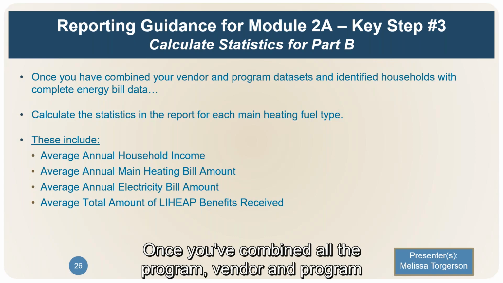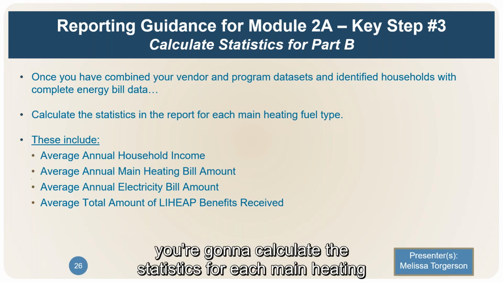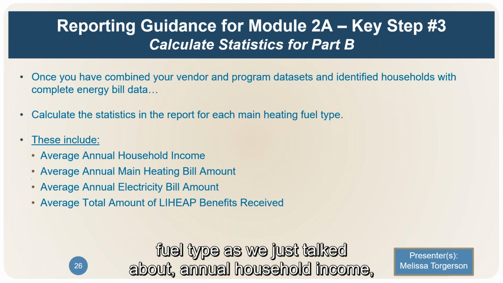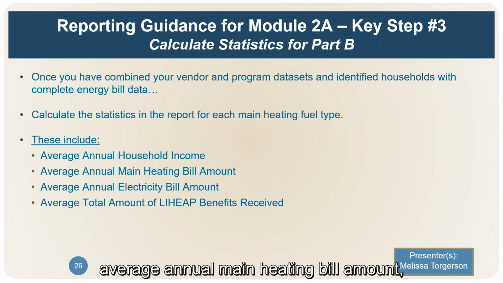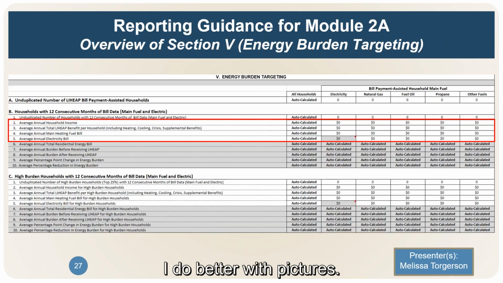Once you've combined all the vendor and program data sets and identified households with complete energy bill, you're going to calculate the statistics for each main heating fuel type, as we just talked about: annual household income, average annual main heating bill amount, electricity bill amount, and LIHEAP benefits received. If you go to the next slide, there's a picture. I do better with pictures.